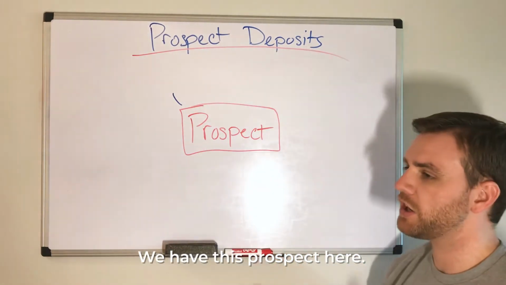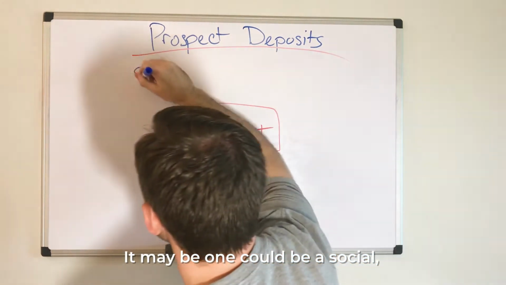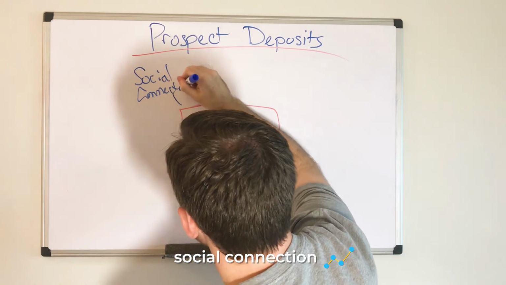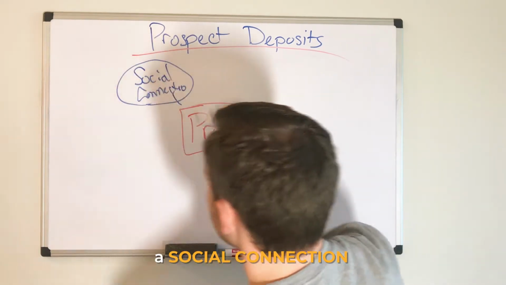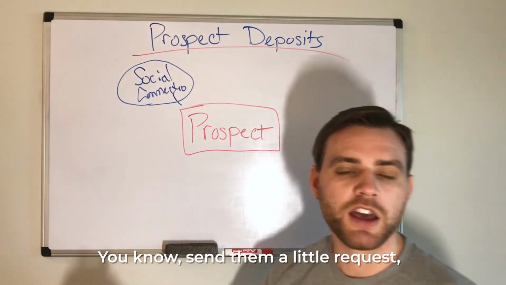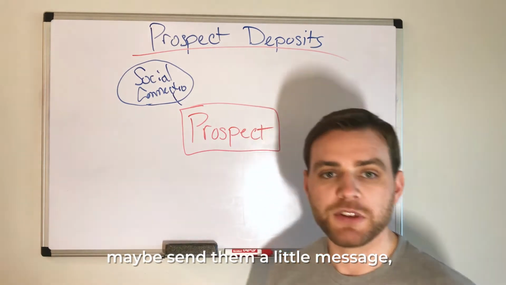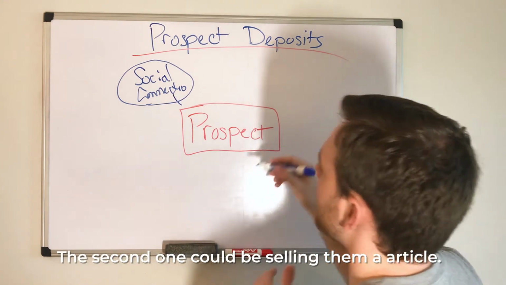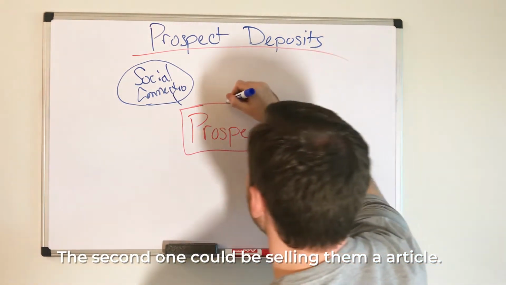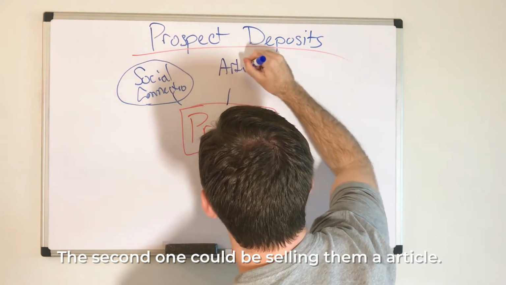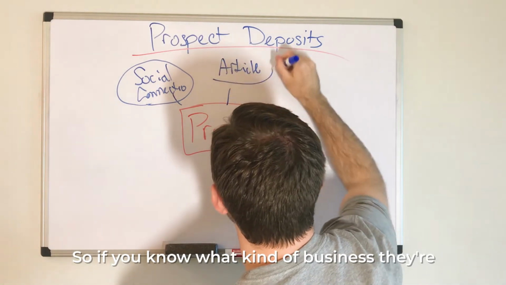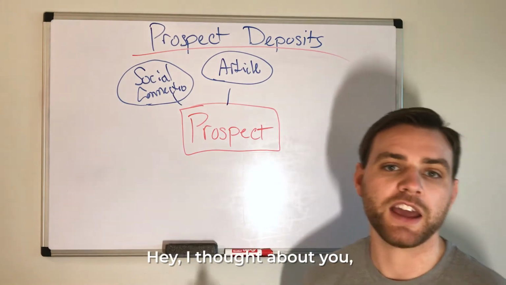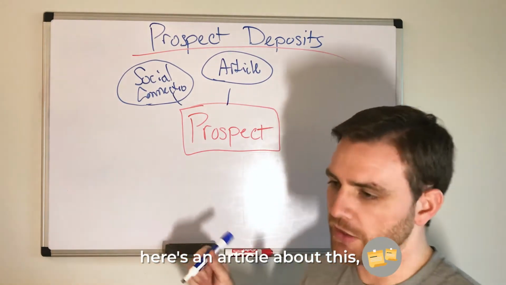So it could be, for example, just a couple deposits. We have this prospect here. One could be a social connection, okay? So we're gonna make a social connection. That's a little deposit, you know, send them a little request, maybe send them a little message, see how they're doing. That's it, all right? Second one could be sending them an article, all right? So if you know what kind of business they're in, what common problems they have, you've done a little research, you may just send them an article saying, hey, I thought about you, here's an article about this.